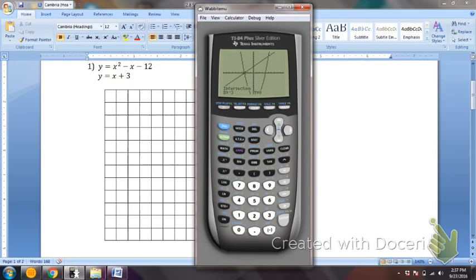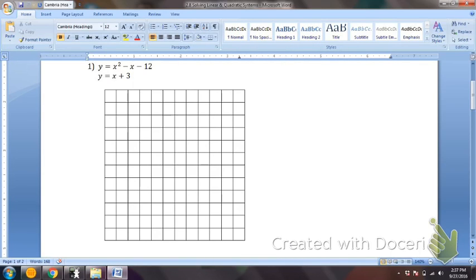All right, so we have negative 3, 0 as one of our first points. So we're going to put negative 3, comma 0. That's one of our first points.